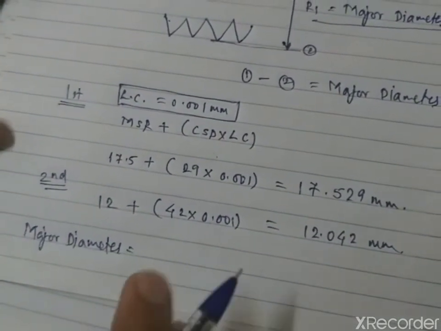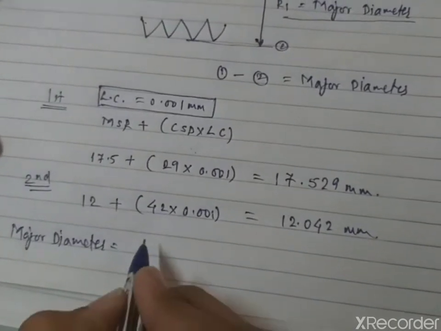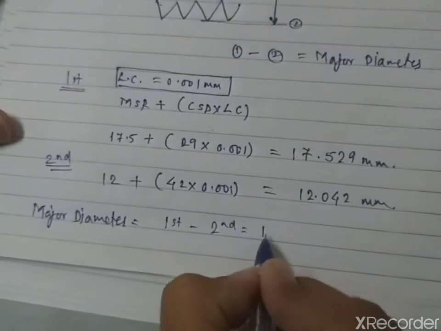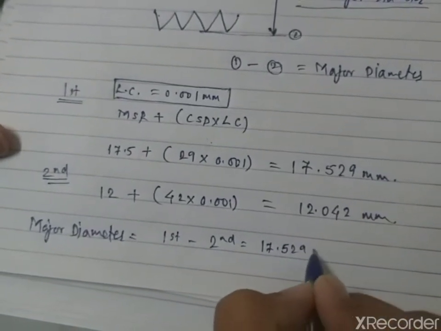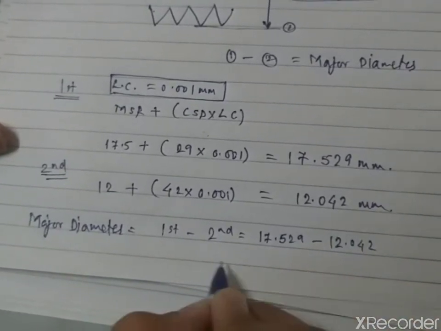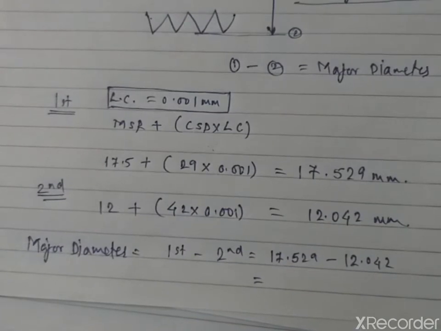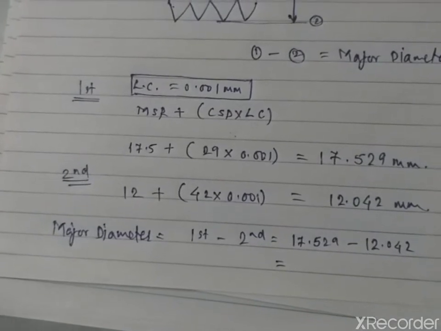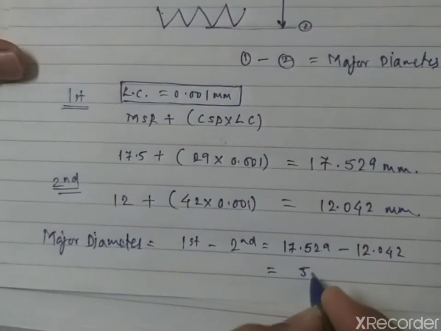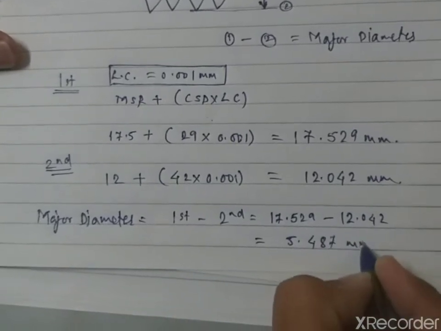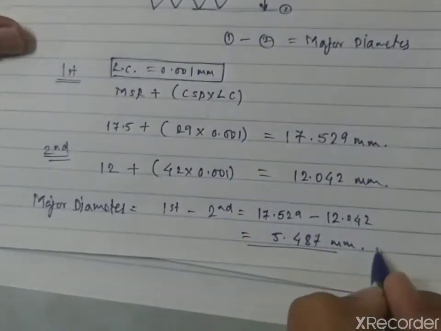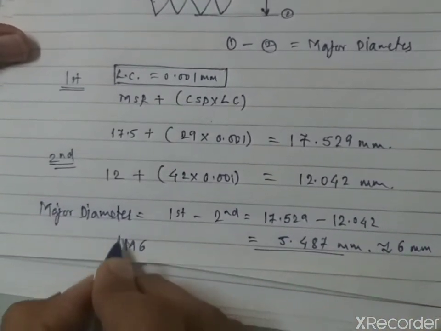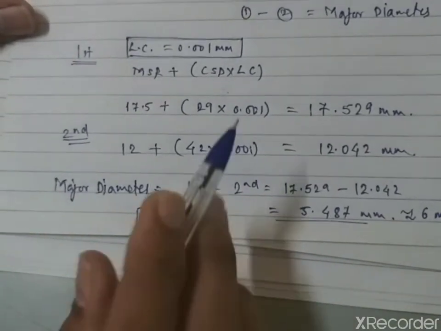Our final major diameter will be given as first minus second, or second minus first, and you have to consider its positive value. That means maximum minus minimum, which will be equal to the first reading minus the second reading, which is 17.529 minus 12.042. So it will be equal to 5.487 millimeter, which indicates approximately 6 mm. So the screw thread of M6 will be the nominal diameter for this screw.